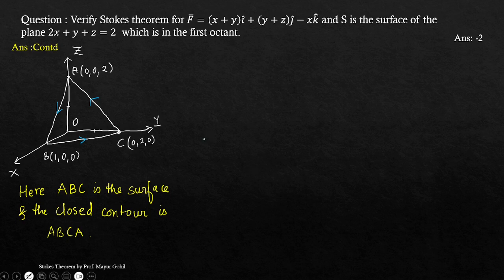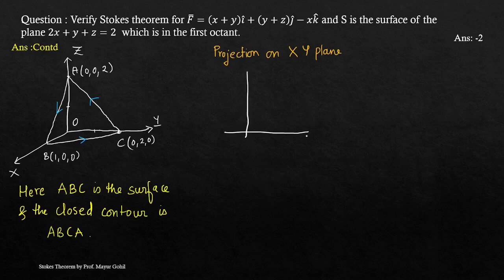Now there will be one more thing that we will need, the projection of the same on XY plane, because we have to write the double integral limits. That is what we were working for. So the projection on XY plane will be like this. Let me write here, projection on XY plane will be, we have x axis and y axis, and here will be the line, and the point that it will cut is going to be 1, 0, and here it will be 0, 2.